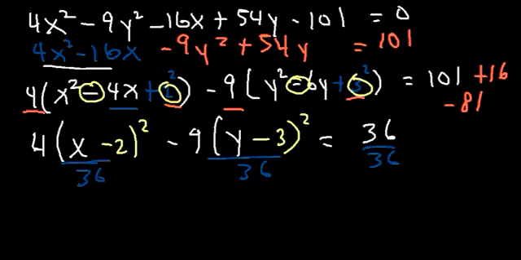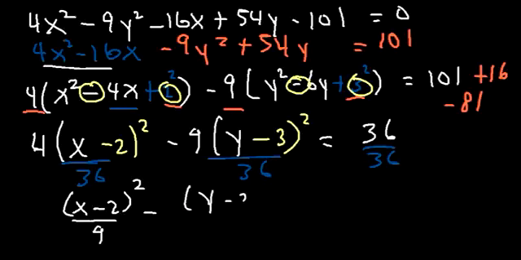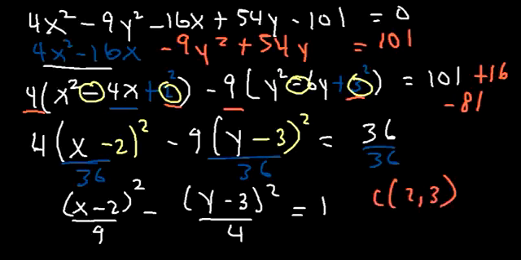So if we divide it backwards, 36 divided by 4 is 9. And 36 divided by 9 is 4. And then we get 1. So the center for the hyperbola is (2, 3). Whatever is positive, that's a squared. And therefore this is b squared.